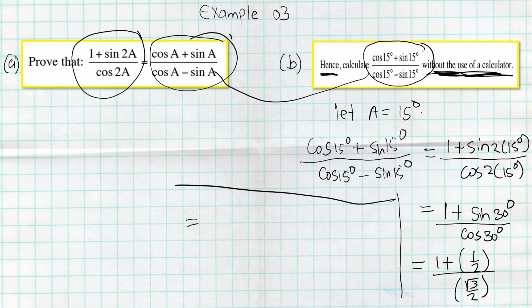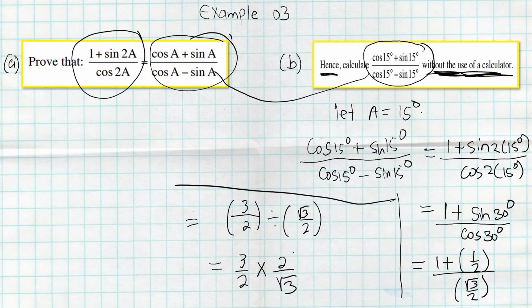So it's 1 plus 1 over 2, then my lowest common denominator is 2, then it's 2 plus 1, then it will be 3 over 2, then I'm dividing it by root 3 over 2. So it's 3 over 2. If I change my division into multiplication, 2 is gonna go on top and root 3 under there. So 2 cancels out with 2, I'm left with 3 over root 3. So that will be the answer of my cos 15 plus sin 15 over cos 15 minus sin 15.